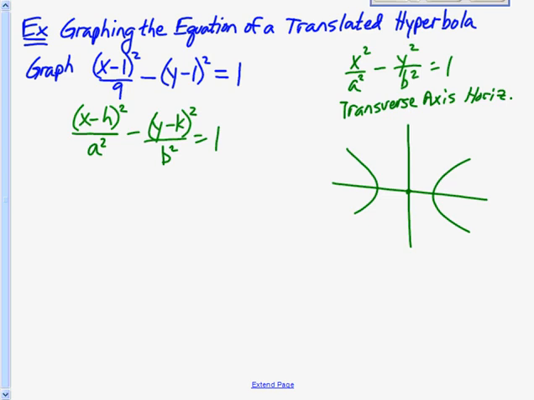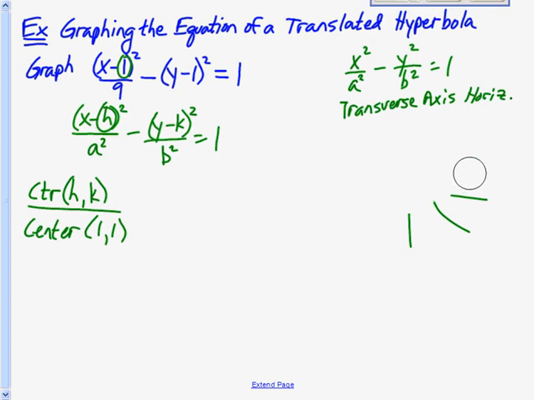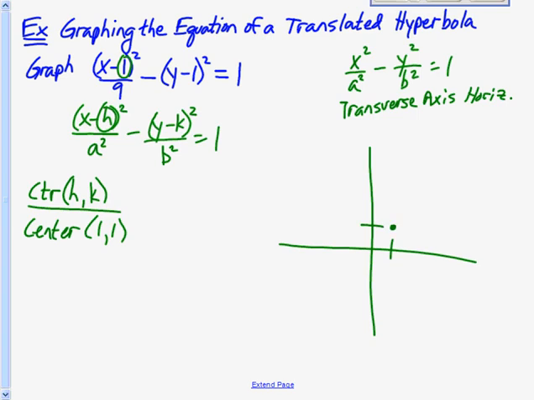So let's identify first of all the center of this thing. What's our h, k? Notice that your h value must be 1. It's whatever's after that minus sign. So h is 1. And our k is 1. So our center here is 1, 1. Let me erase this other one here. Okay, so our center of this thing is 1, 1.